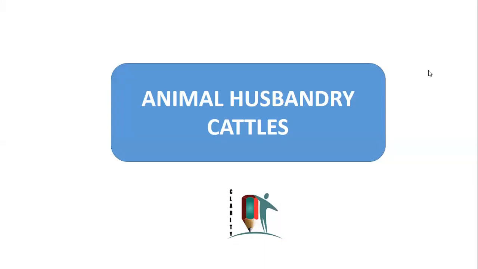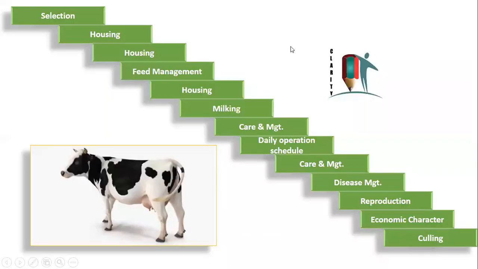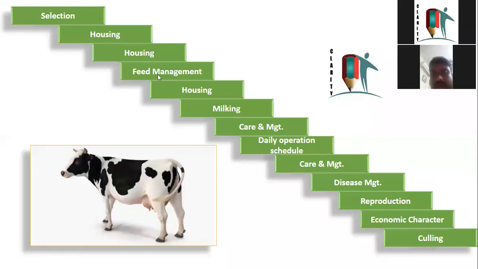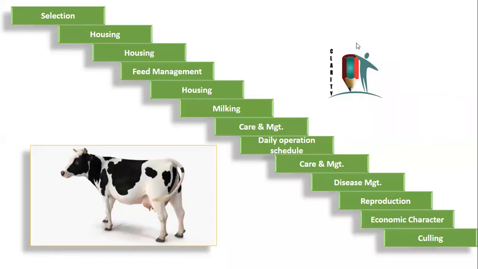So let's move forward. I have tried to cover each and everything holistically in this session. We will go through each and everything. As you can see, we will start with selection and we will end our session with culling. Culling means killing of the unproductive animals. So I have taken short notes of all the important points, and if you observe this video one or two times, you can remember most of the important points from this animal husbandry.